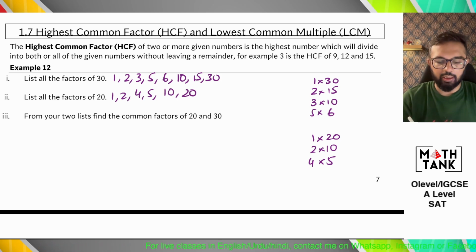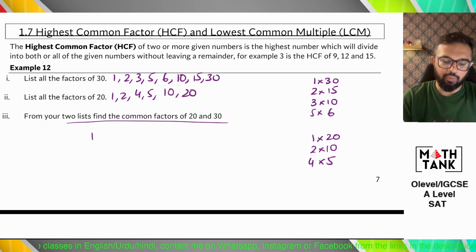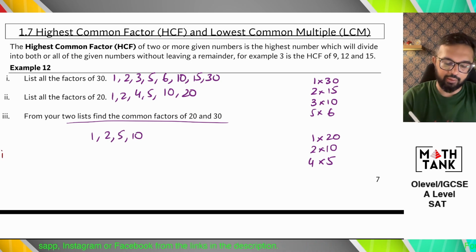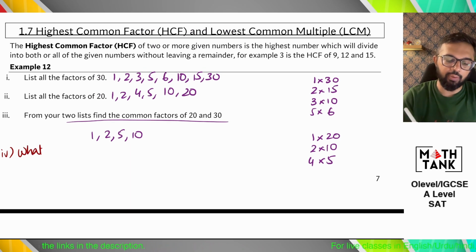Okay, from your two lists, find the common factors of 20 and 30. So what are the common factors? 1, 2, 5, and 10. If I now ask you what's the highest common factor, what is the highest common factor?